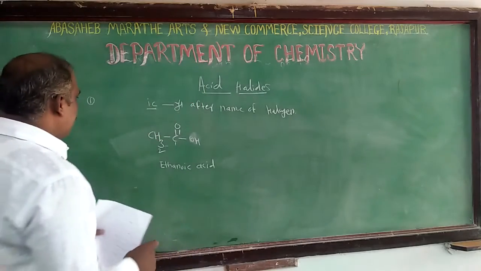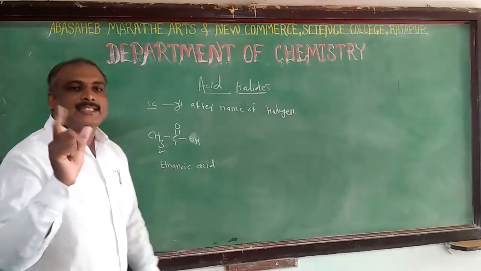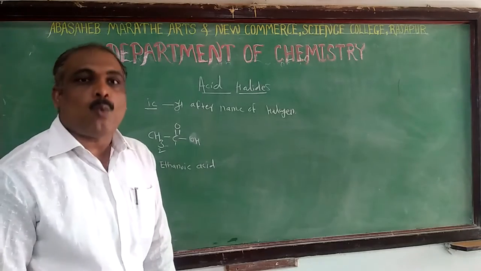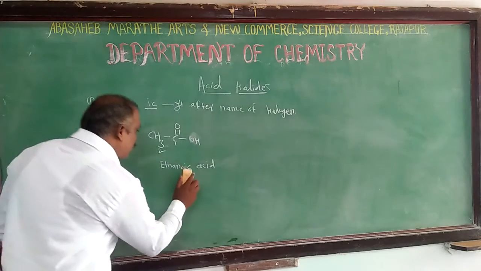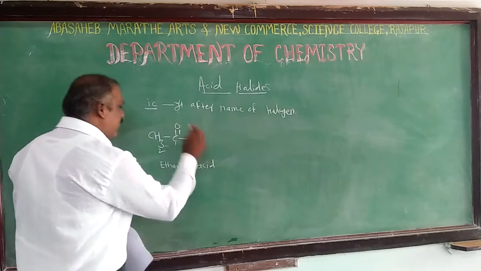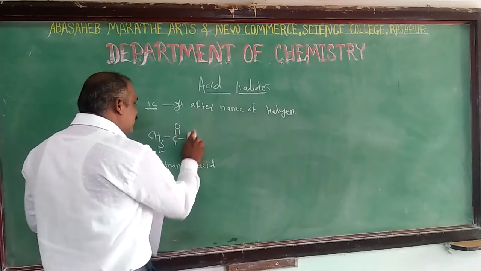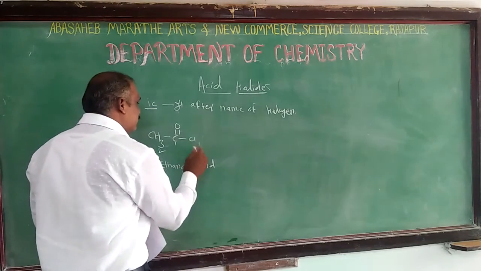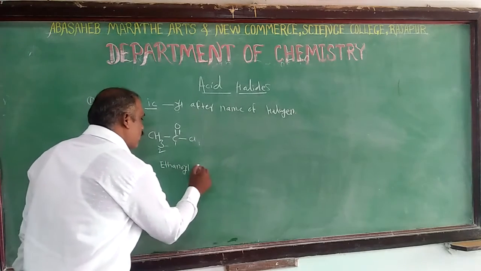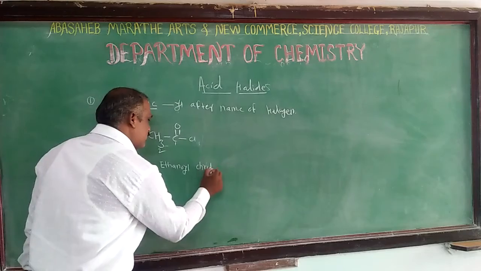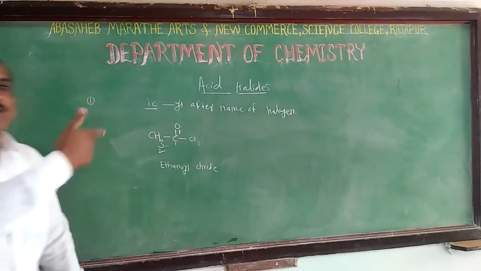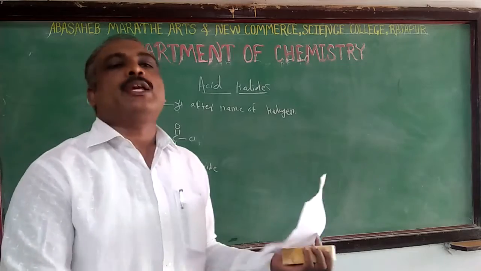Similarly, in the IUPAC name of the acid, the only difference is that IC is replaced by YL, and then the name of the halogen. For example, this is chlorine, so chloride. Yes, ethanoyl chloride. This is the IUPAC name for this molecule.